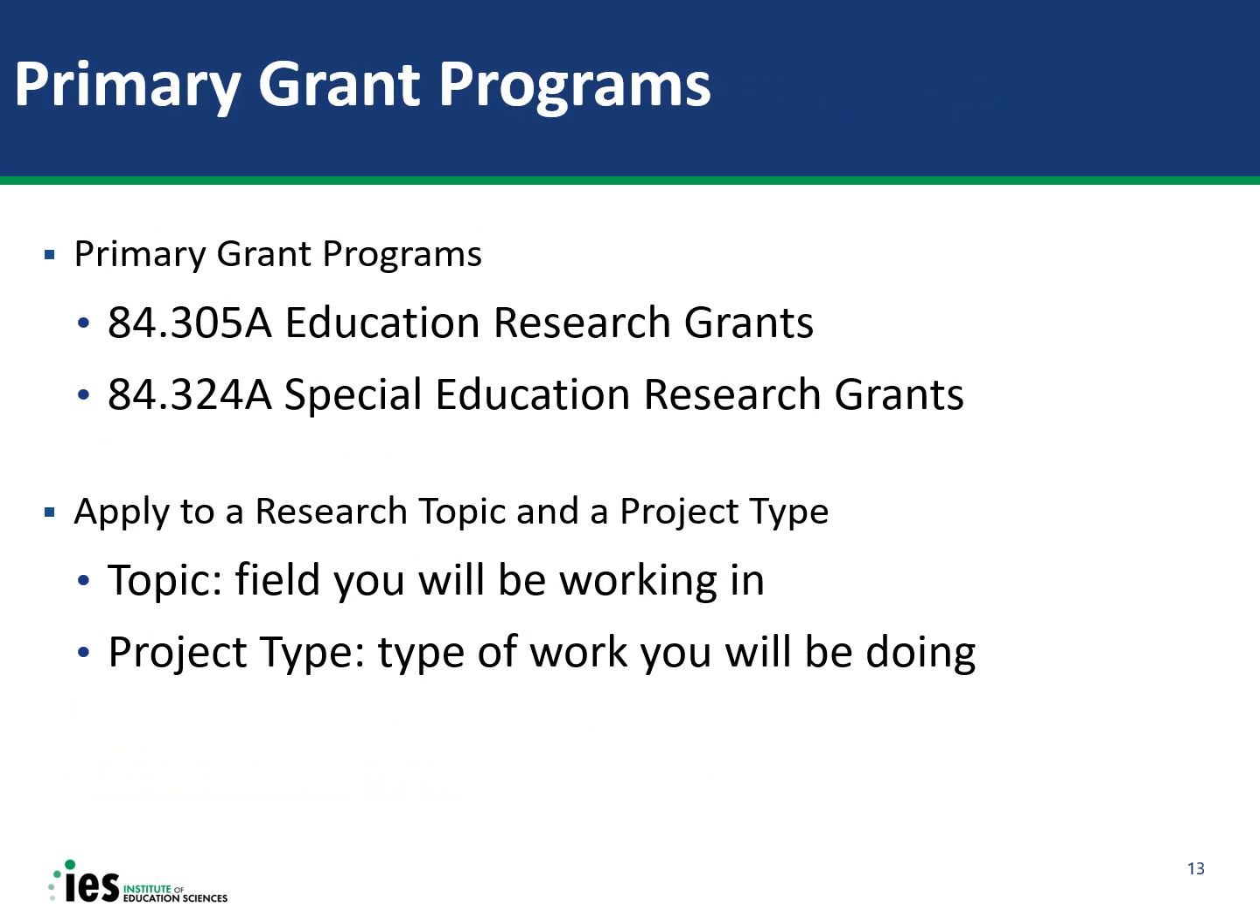Our primary grant programs are CFDA numbers 84.305A and 84.324A, our education research grants and our special education research grants. We recommend that all applicants be familiar with either 305A or 324A, even if you don't intend to apply under that competition. With the A RFAs, you will need to apply under one topic and one project type combination. Over the next few minutes, we will provide a high-level summary of the topics and project types being competed in fiscal year 2020.